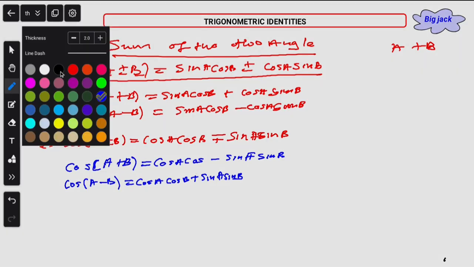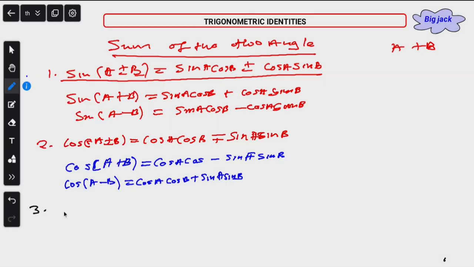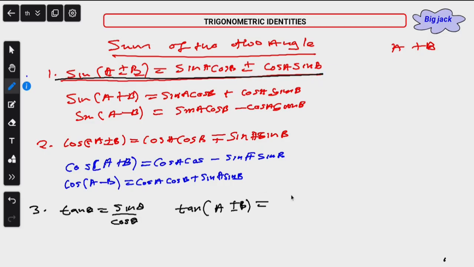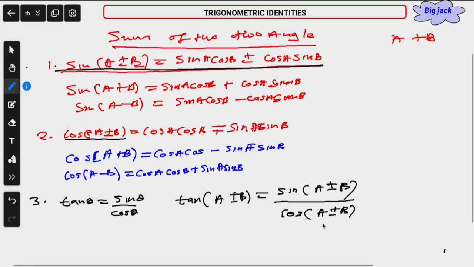Let's try to look at tan. We know that tan theta is equal to sine theta divided by cos theta. So here we're going to say tan of a plus or minus b is going to be equal to sine of a plus or minus b, over cos of a plus or minus b.